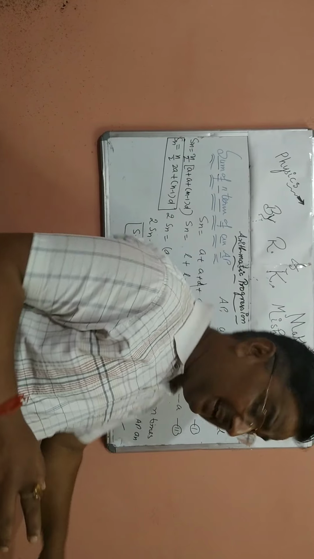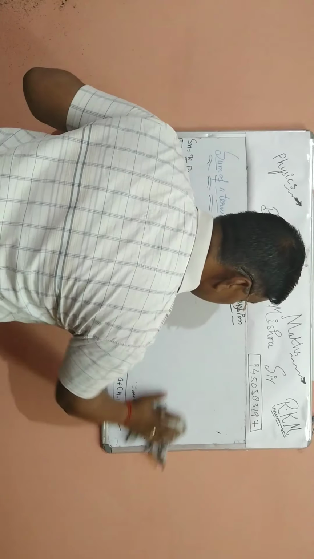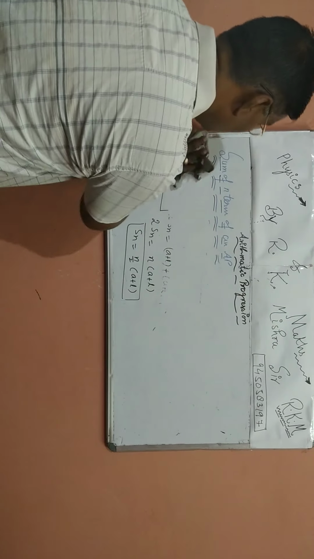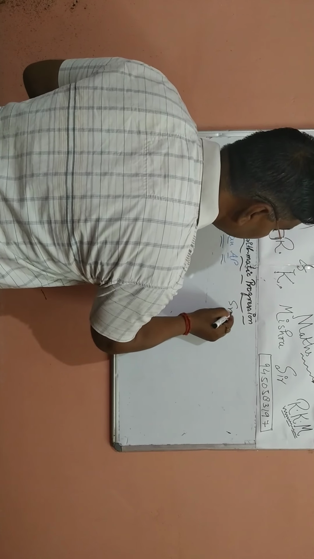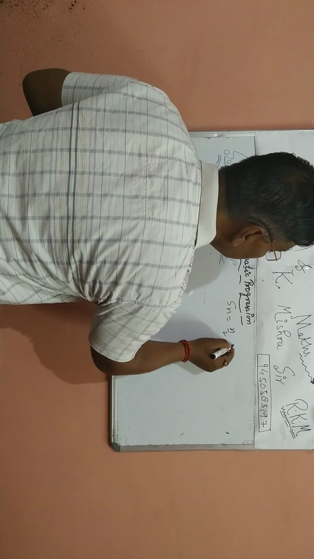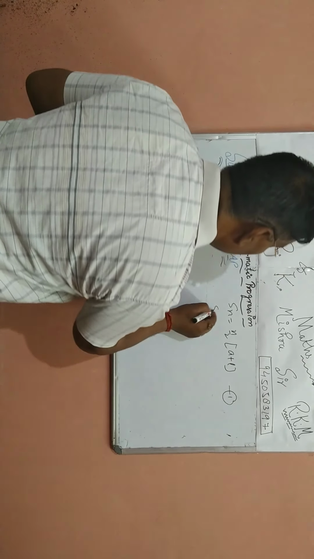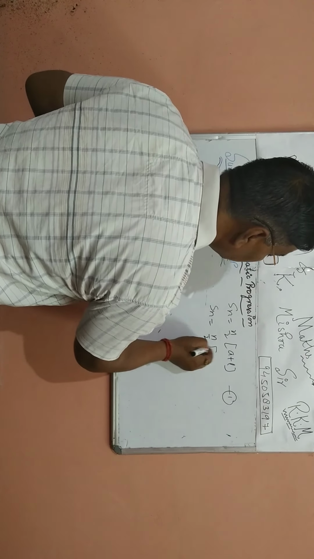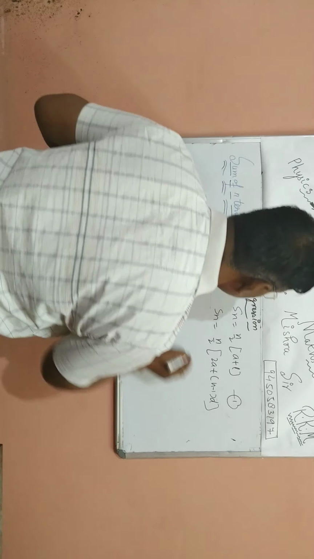So you can say the sum of n terms of AP, there are two formulas. You look here, there are two formulas. The last term of AP is given. Sn is equal to n by 2 (A plus L) is the first one. And Sn is equal to n by 2 [2A plus (n minus 1) into D].